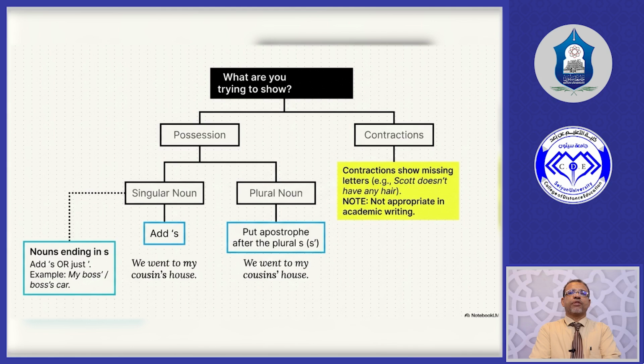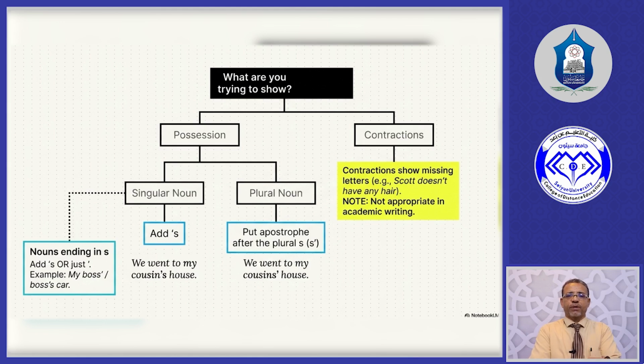Plural noun, we just put the apostrophe only. Remember this: put the apostrophe after the plural s. We went to my cousins' house. You see the difference? Number one, we talk about one cousin only. For example, I have a cousin called Salim, a cousin called Ali, a cousin called Ahmed. I went to his house. But the second time, we went to my cousins' house. Cousins, okay? So this house is not only for one cousin, but for all my cousins, either from the side of my mom or the side of my father.